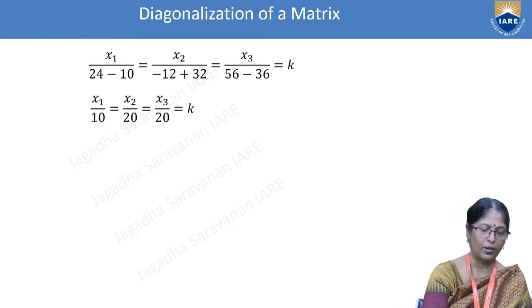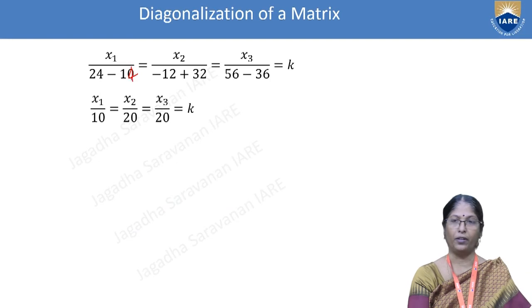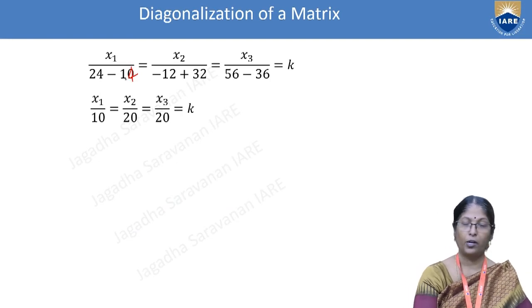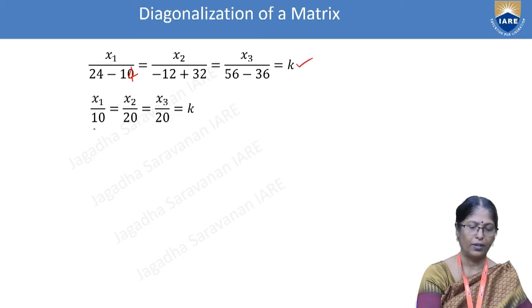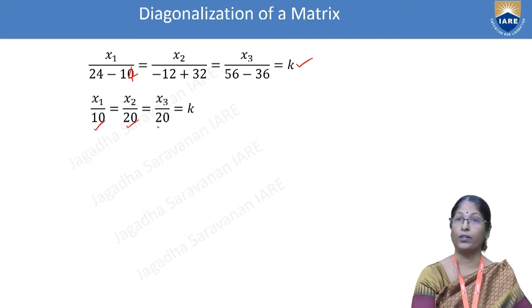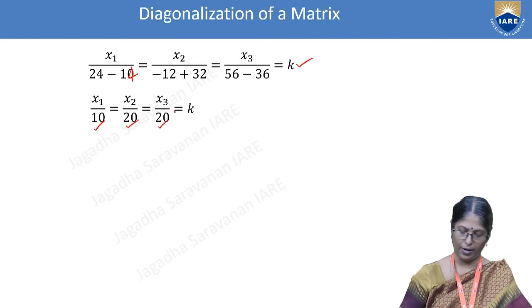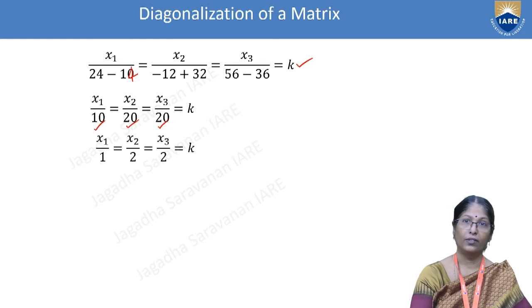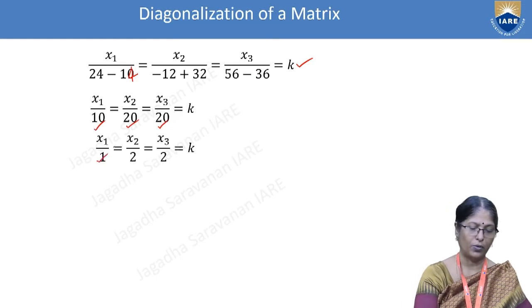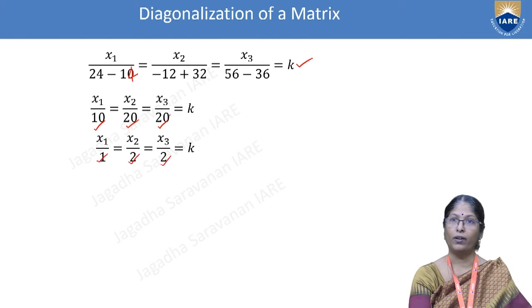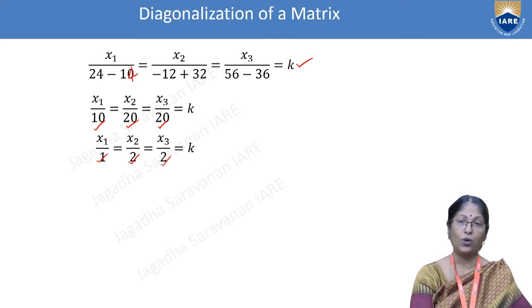So you can see it here also, it should be 14. So x1 divided by 24 minus 14, we already got it. So 24 minus 10, here 20, this is 20. Lowest form we can take. That is x1 divided by 1, x2, the common factor of 10, 20, 20 is 10. So throughout, these values are divided by 10, we got 1, 2, 2 equal to k.